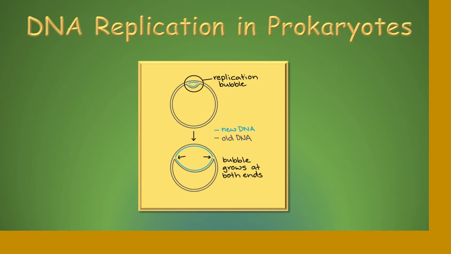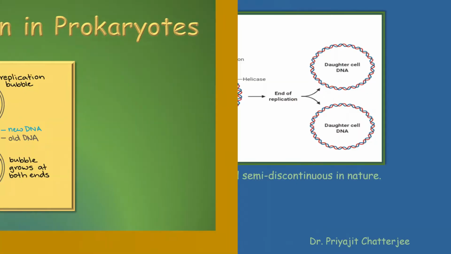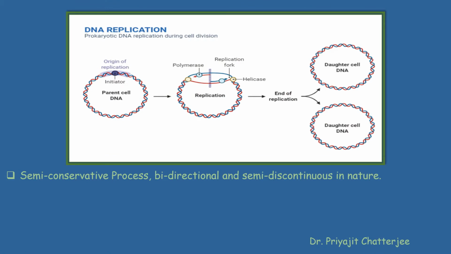British physician and molecular biologist John Cairns provided the first visible evidence of theta replication in 1963 by growing bacteria in the presence of radioactive nucleotides. During prokaryotic cell division, at the end of DNA replication, from the parent DNA, two different daughter DNAs will be produced. So there are some noticeable features of DNA replication.